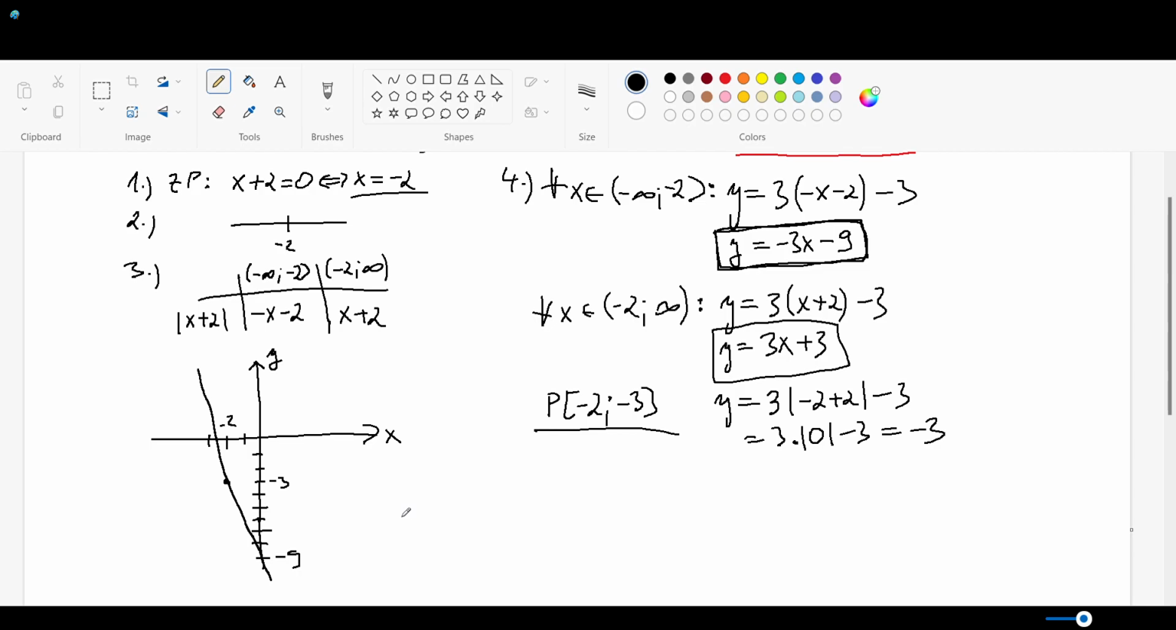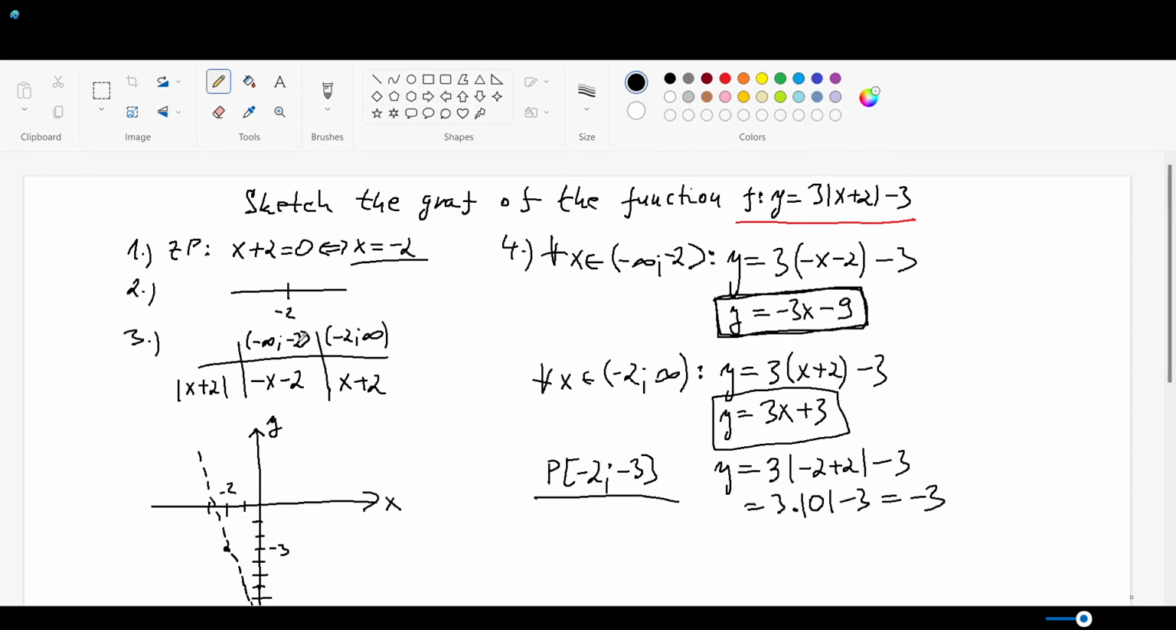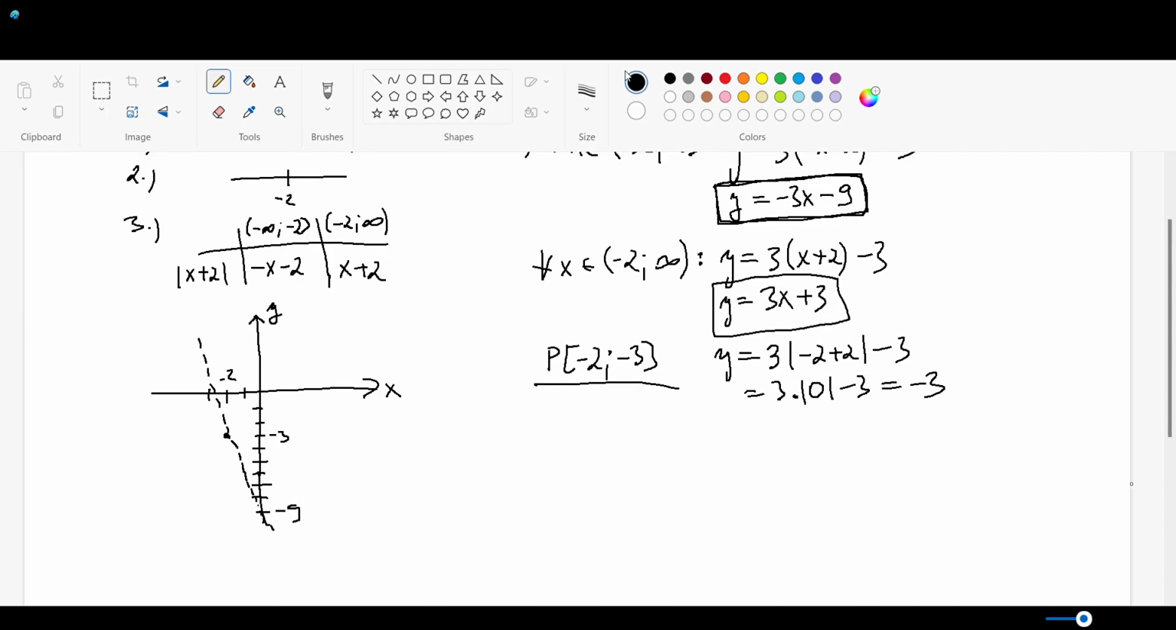Okay, so this would be our graph. Let me just sketch it like a dotted line, and you will understand why, because now our function given at the beginning is behaving like this linear function on the domain from -∞ to -2. So we are now just interested in this part of the line. Okay, so this is the first part of my graph.